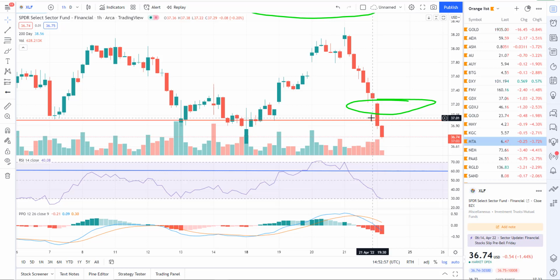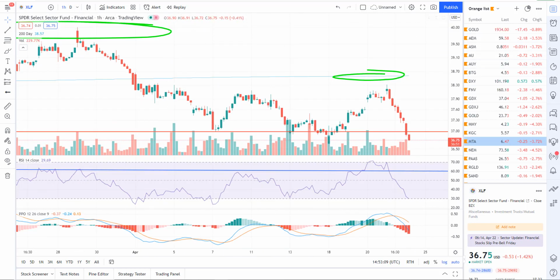We might fail, but that'll just be another signal. If you can't hold 37 and we sell off impulsively from here, that's another signal that we're likely going to get a strong sell-off in the market. So watching that on the financials, that's key.